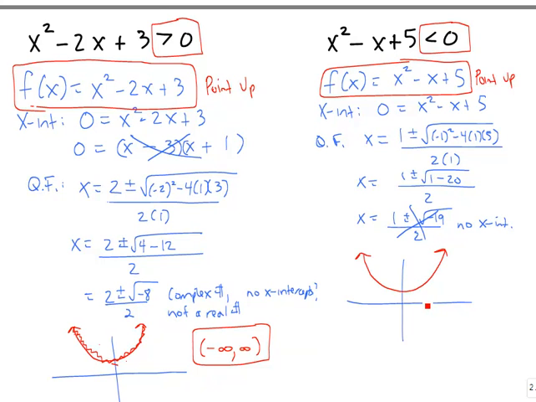So what do you think we would write for our solution here? No solution. This parabola is never going to be negative. Okay?